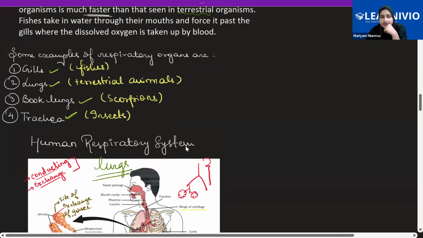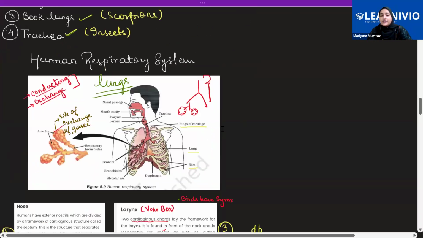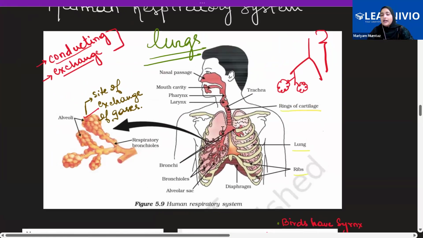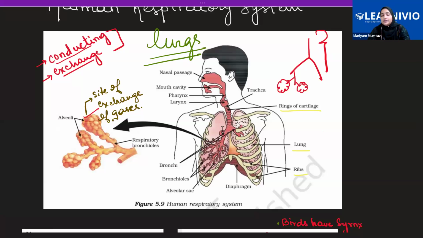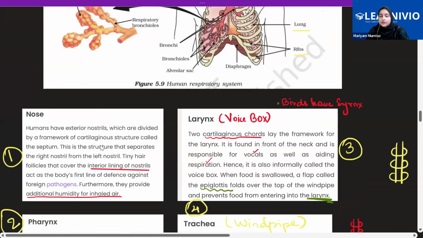Alright, so in the previous class, we had talked about how there are different organs of respiration for different organisms, depending upon the habitat that they are living in. Then we saw the human respiratory basic diagram, right? Now, today, we're going to see the different parts of the human respiratory system. So the first, there is the nose.